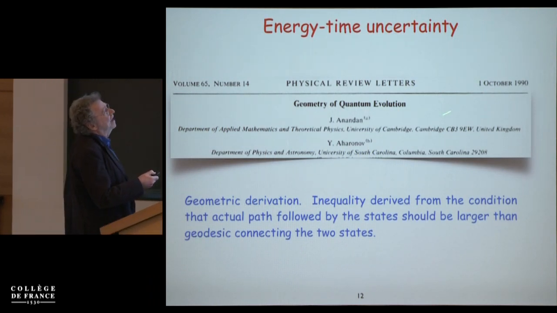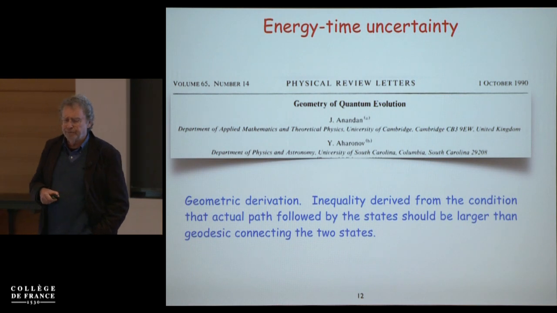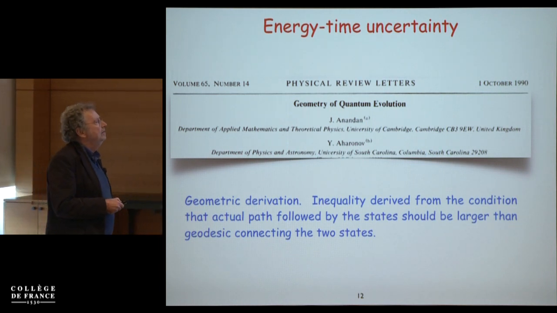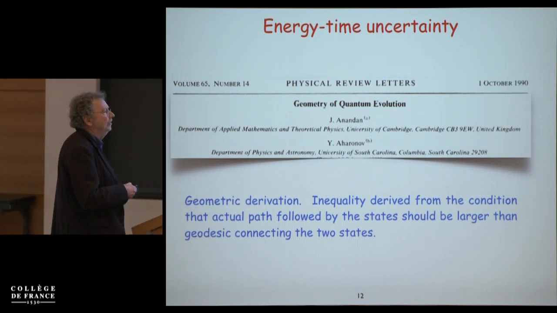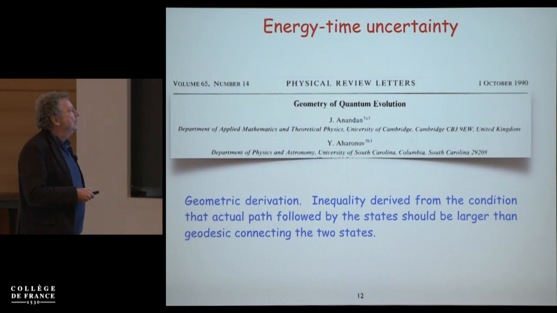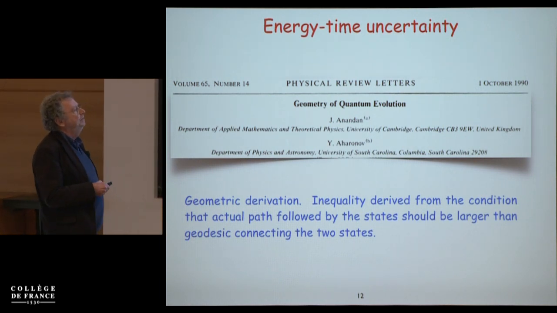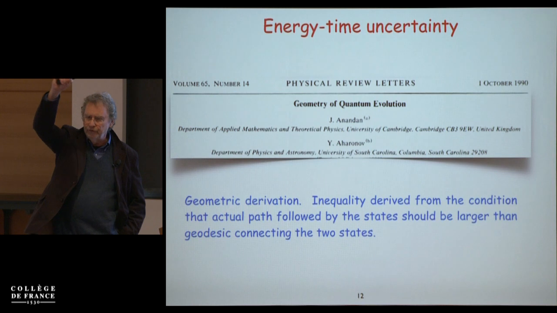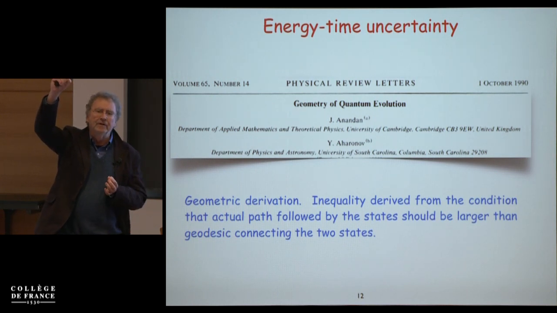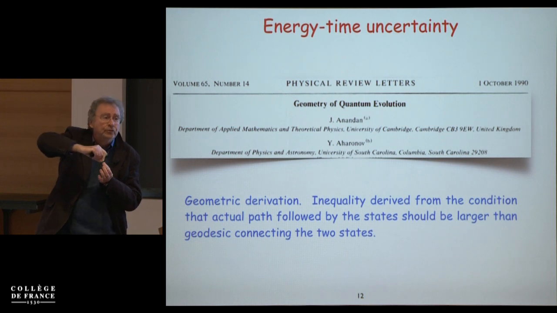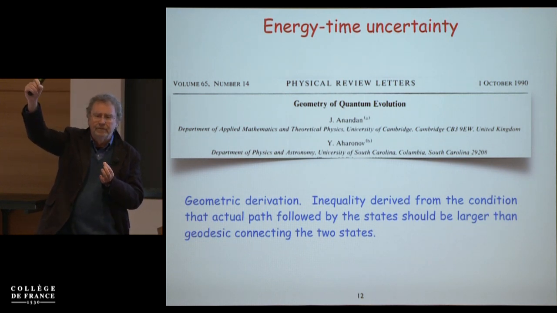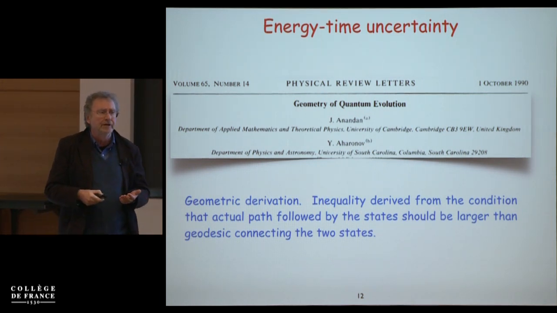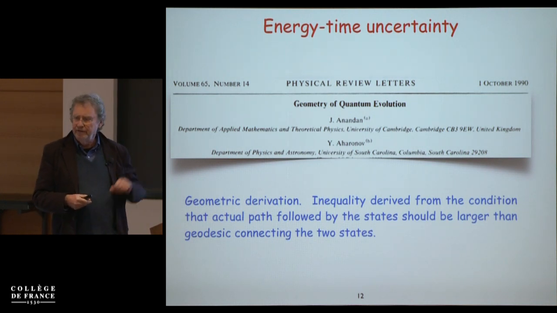Now, later on, that was in 1990, that expression was derived using a geometrical derivation. And the basic argument, which we are going to use here in some minutes, is that this inequality could be derived from the condition that the actual path followed by the state in the space of quantum states should be either larger or at least equal to the geodesic connecting the two states. Okay? So you can interpret this energy-time uncertainty relation as a geometric relation, and we are going to see that in detail later on.